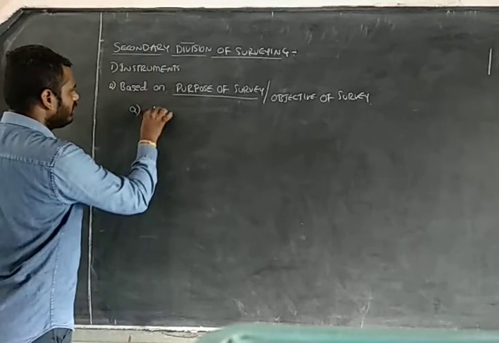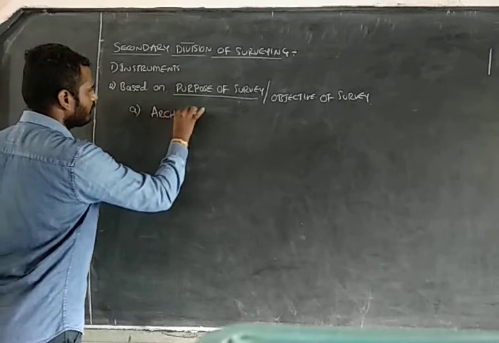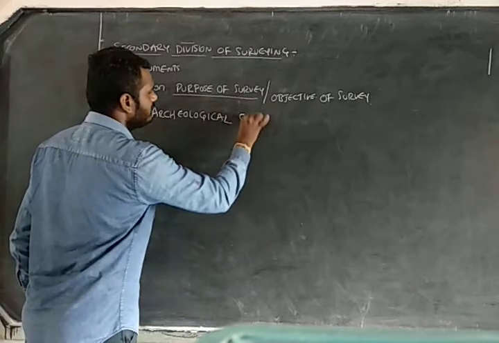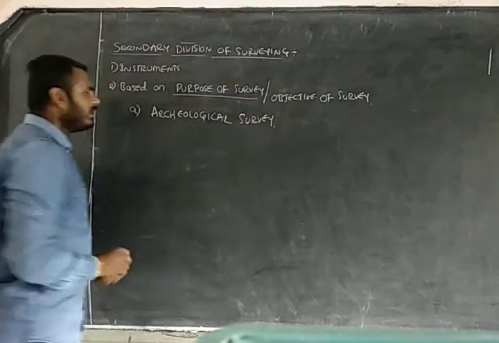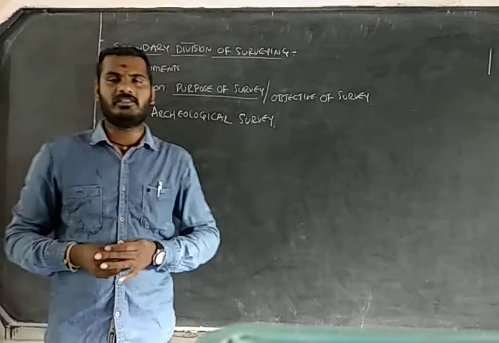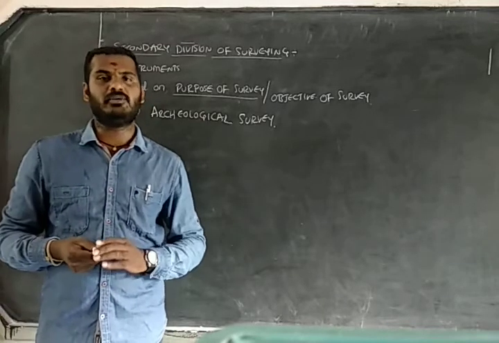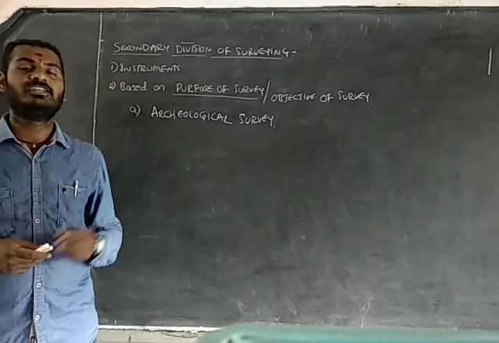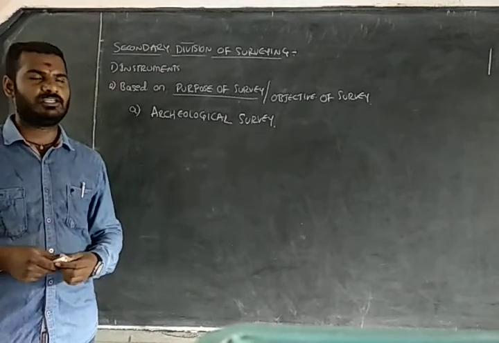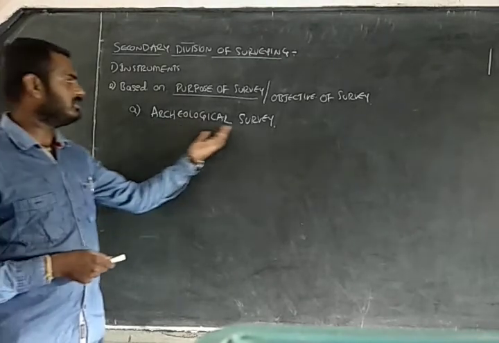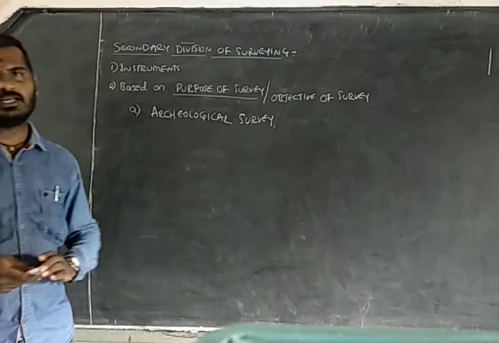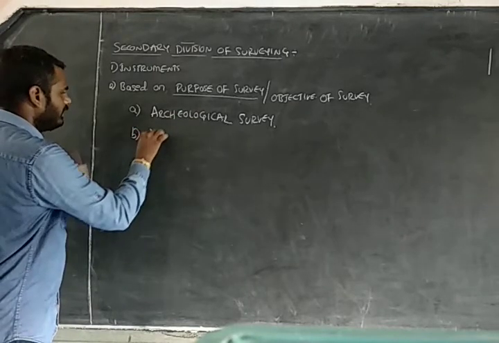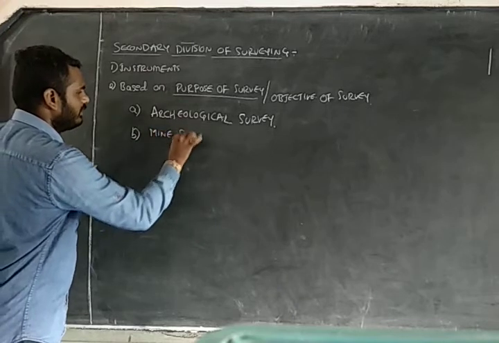The first is archaeological surveying, which deals with ancient buildings and ancient monuments. The location of ancient structures available on the earth's surface, their position, and identifying particular features can be included in this archaeological surveying. And then we have the second type of survey, that is mine surveying.